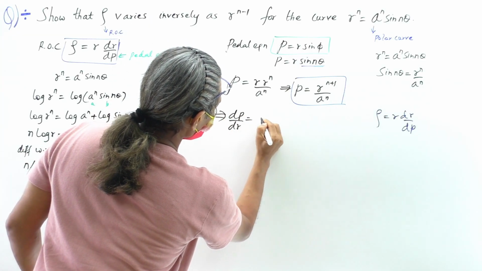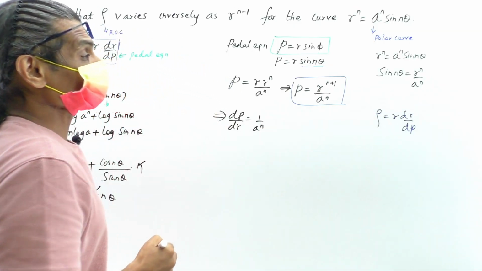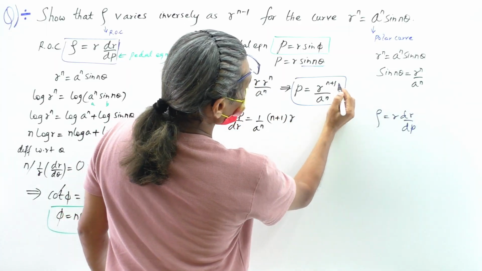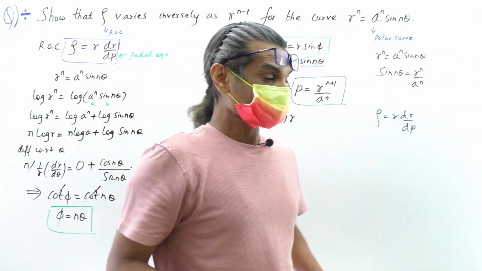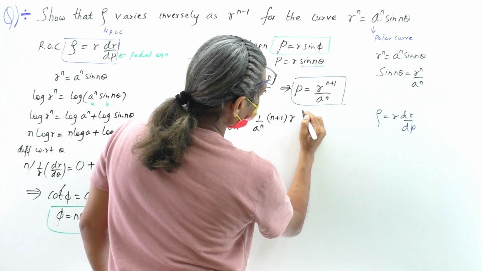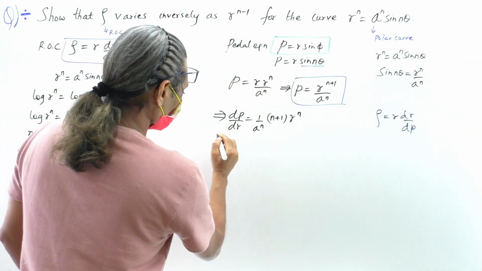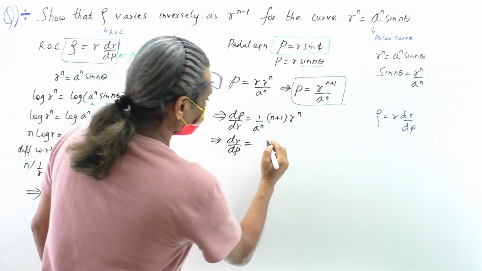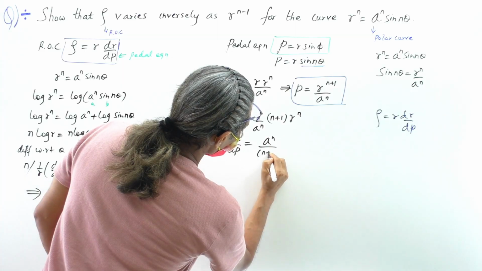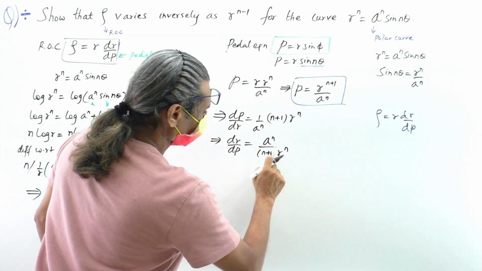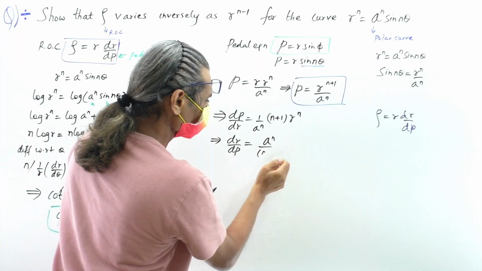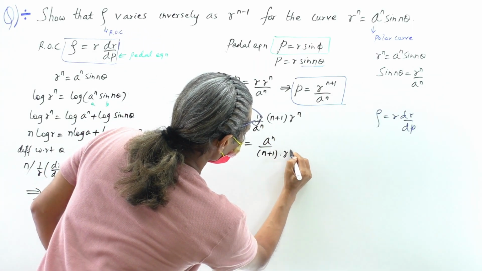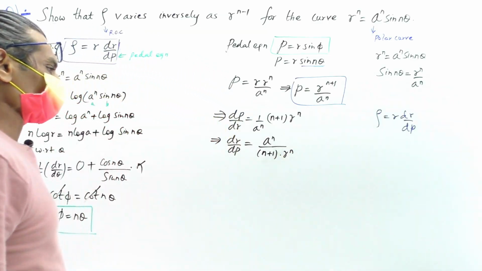So we have dp by dr equal to 1 by a^n as it is. Differentiation of r^(n+1) is (n+1) into r^(n+1-1). See, differentiation of x^n is n x^(n-1). So differentiation of r^(n+1) is (n+1) r^n, and that's it. Therefore dr by dp will be equal to a^n by (n+1) into r^n. This is your dr by dp.